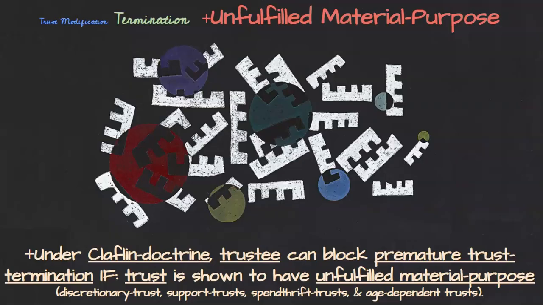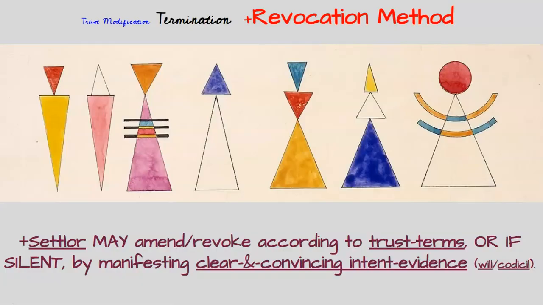Unfulfilled material purpose. Under Claflin doctrine, trustee can block premature trust termination if trust is shown to have unfulfilled material purpose. Discretionary trust, support trust, spendthrift trust, and age-dependent trust. Revocation method. Settlor may amend or revoke according to trust terms, or, if silent, by manifesting clear and convincing intent evidence, a will or a codicil.